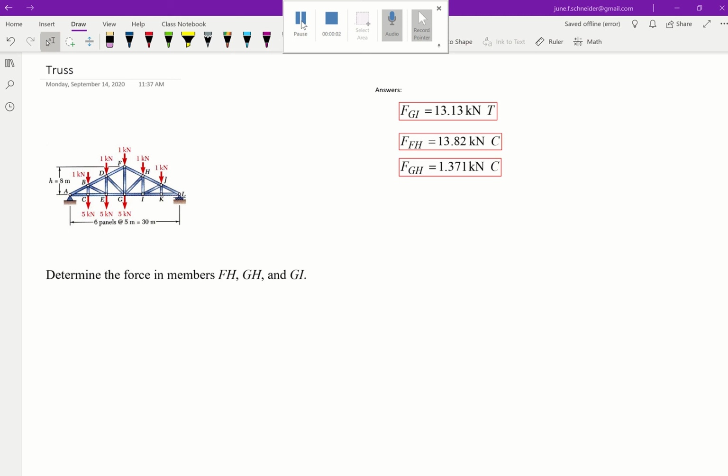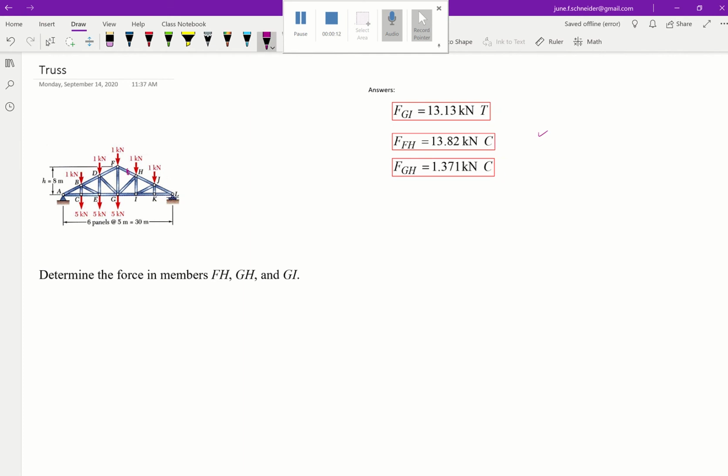Now let's solve some truss problems here in this video. They give us a truss here, and I have the answer here, so we can check. Determine the force in members FH, GH, and GI. So those are the three members we need to solve.